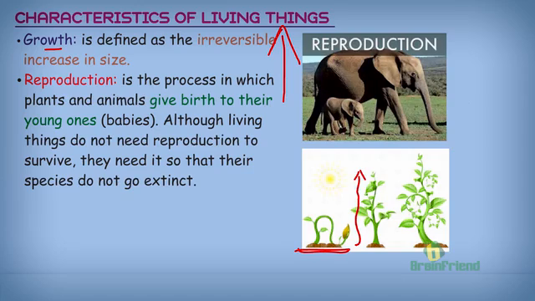But it doesn't stop there. With all of these that I've mentioned, the sunlight, the carbon dioxide, the water, the tree continues to grow. That is what we mean by growth. It is the irreversible increase in size. Our second characteristic is that living things reproduce. They give birth to their kind.